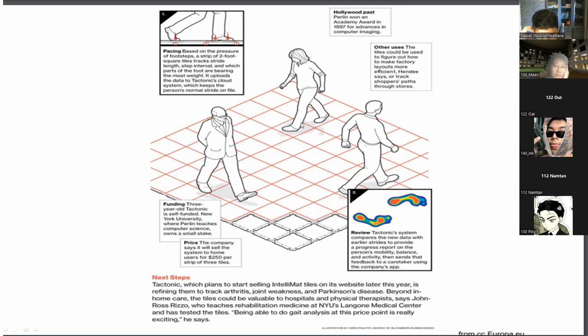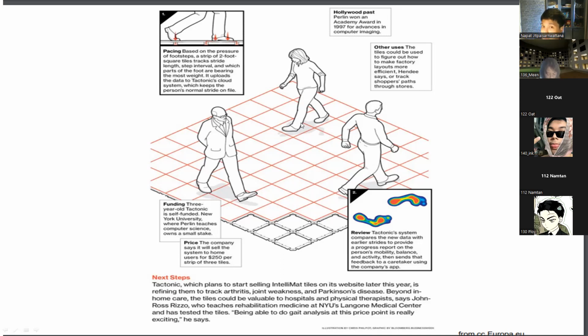So this is something they call tectonic. Okay, tectonic. So it's basically a material and a system where you can put into any room. And it depends on the objective that you would like to use it for. Let's say in healthcare, for example, if you put this in the room, the floor can detect how you walk.